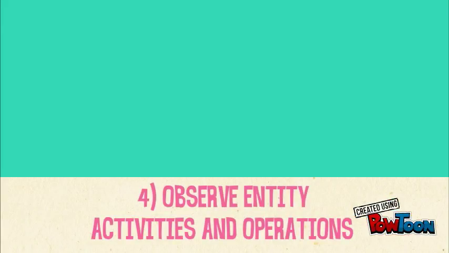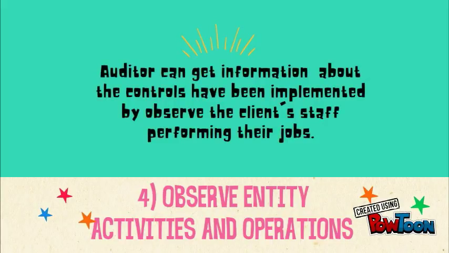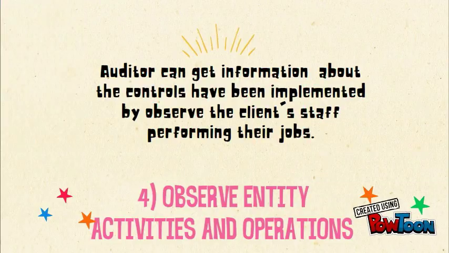Fourth, observe entity activities and operations. The auditor can get information about controls that have been implemented by observing the client staff performing their jobs.